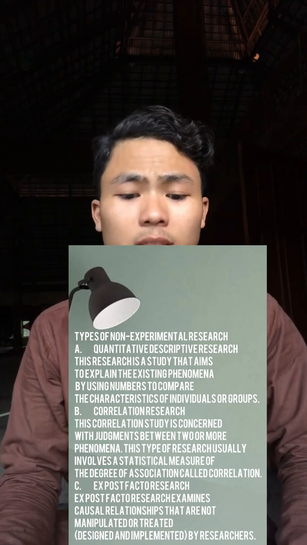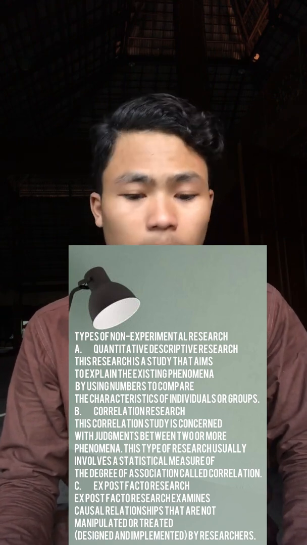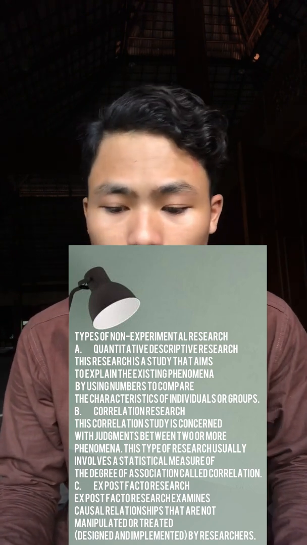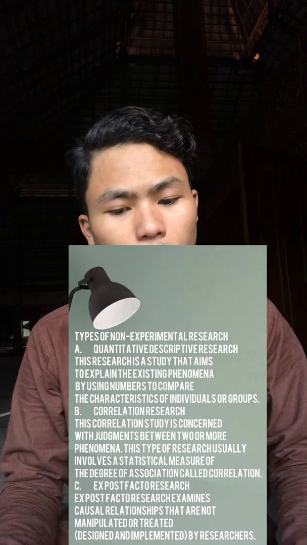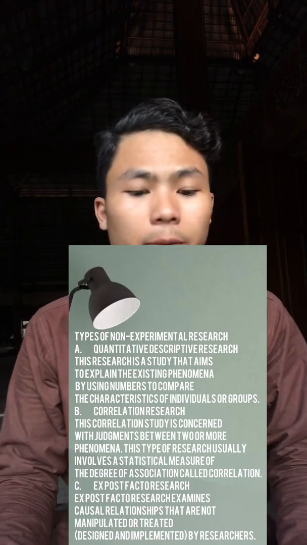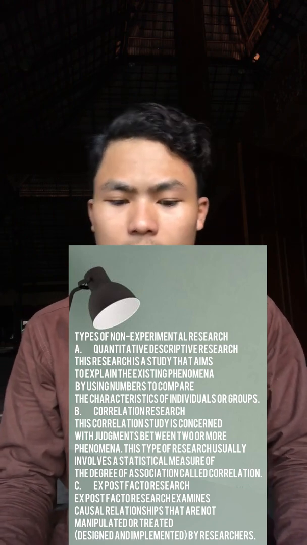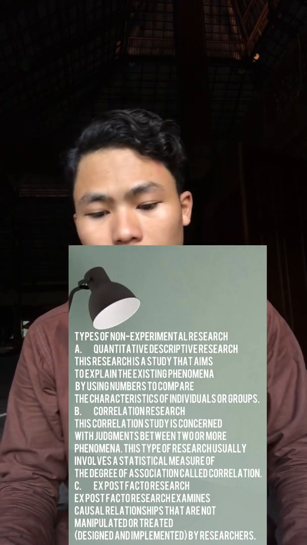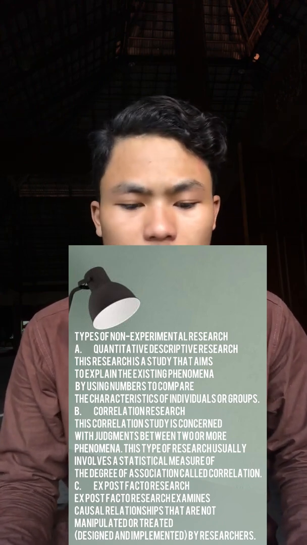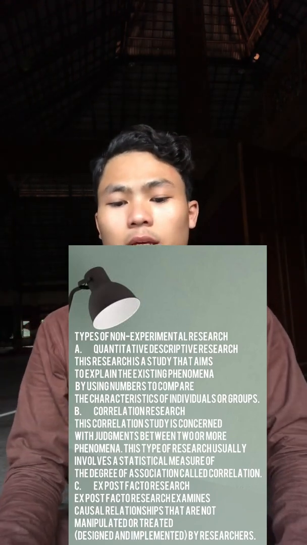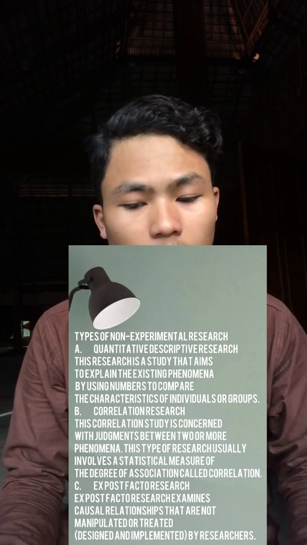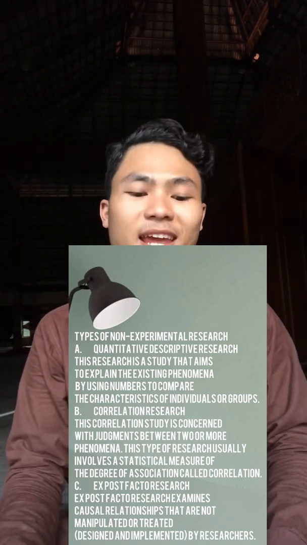A. Quantitative descriptive research. This research is a study that aims to explain existing phenomena by using numbers to compare the characteristics of individuals or groups. B. Correlation research. This correlation study is concerned with the relationship between two or more phenomena. This type of research usually involves a statistical measure of the degree of association called correlation.